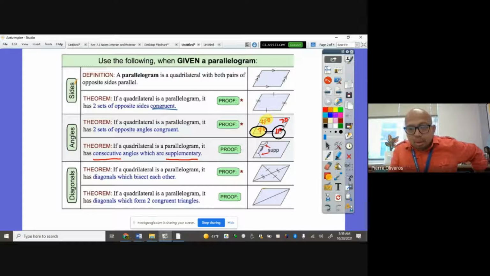So look at the illustration here. This angle here and that angle there are supplementary. If you don't like to choose that one, you can pick this angle and this one here, which will also be supplementary. Okay. Next, about the diagonals.